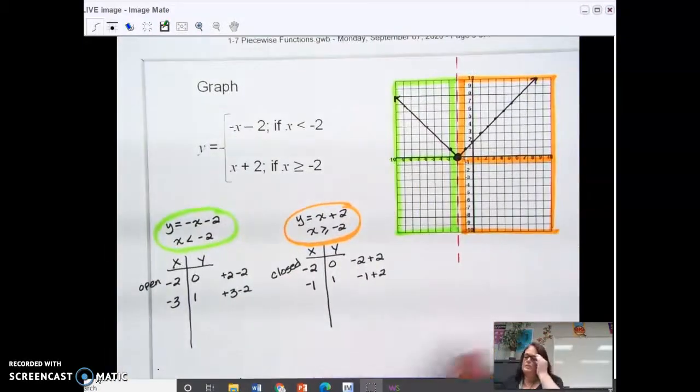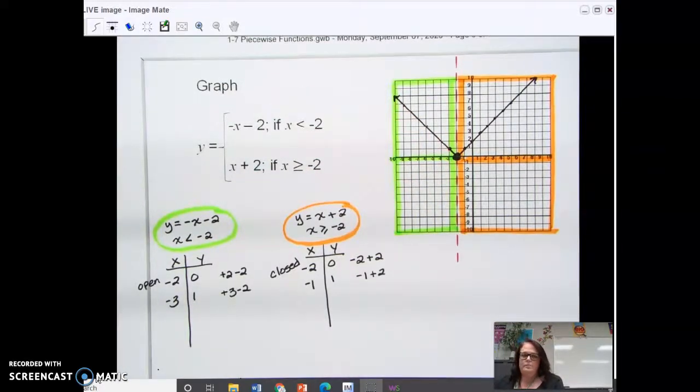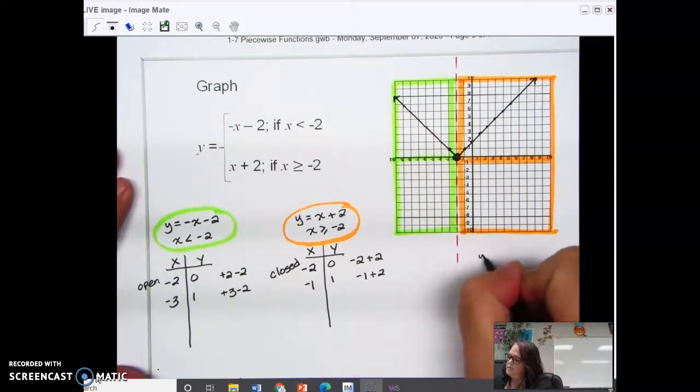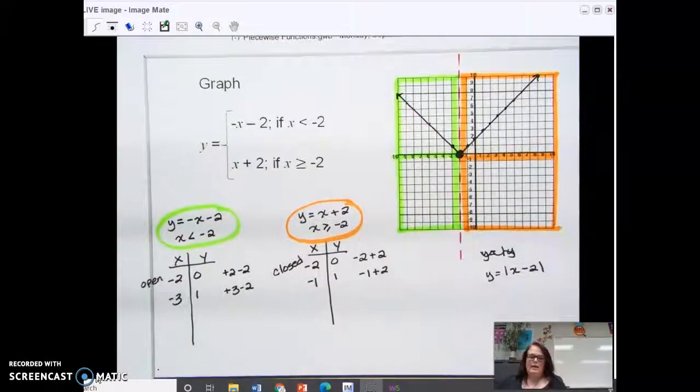So what you notice is if I put these two together, I've got myself the absolute value function. So if you take a look at Desmos, you could see y is equal to the absolute value of x minus 2 (I wrote that incorrectly), and you will see that graph. All right, so we're going to continue the next two problems on the next video.